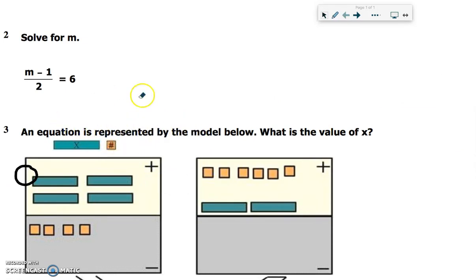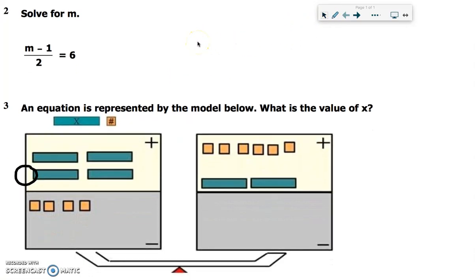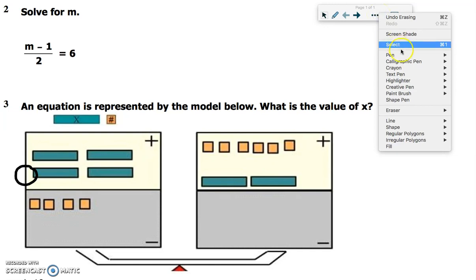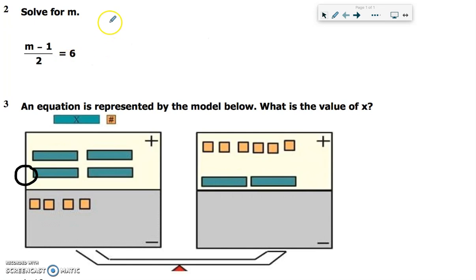Number 2 says solve for m, where m minus 1 is being divided by 2, and that equals 6. See if I can change this pen color. Oh, purple. Cute. Okay, so m minus 1, I'm going to rewrite it first. m minus 1, that quantity, the entire expression, is being divided by 2, and it equals 6.